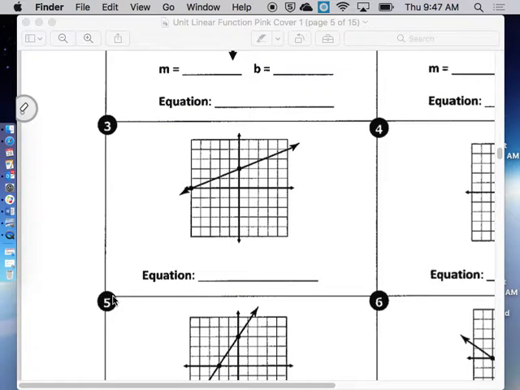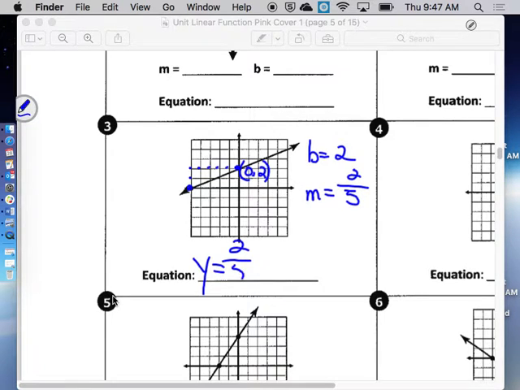So here in number 3, crossing the y-axis at +2, this is the ordered pair (0, 2). So b is just 2, and then for the slope, I have 1 point over here, so my numerator is going to be +2 if I count up 2. And then my denominator would be over 1, 2, 3, 4, 5. So my equation will look like y equals 2/5 x plus 2.